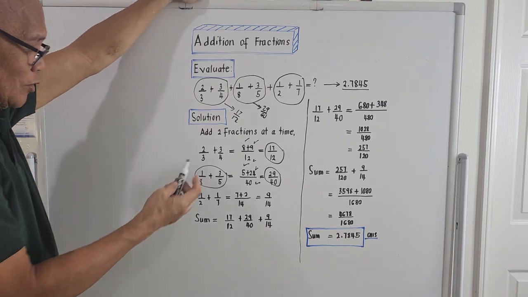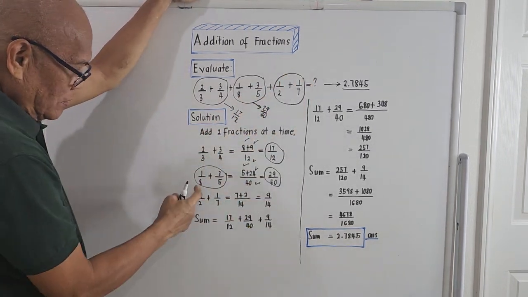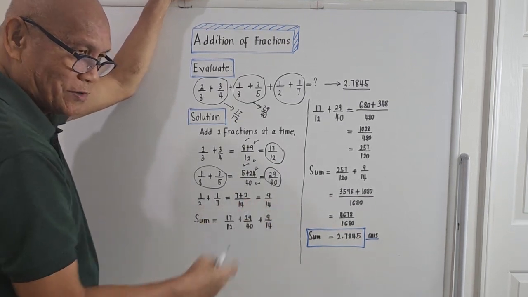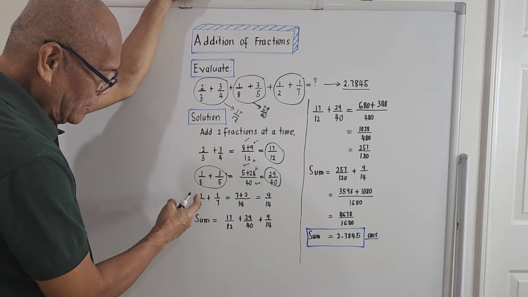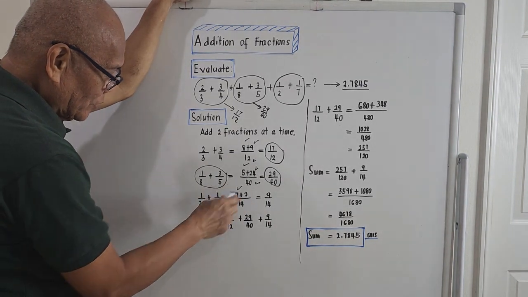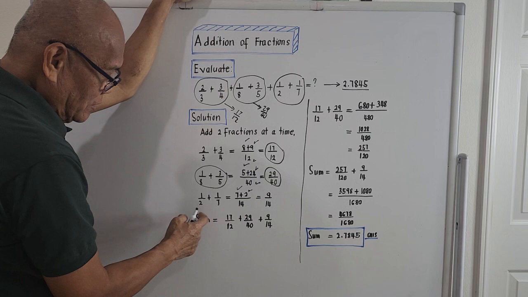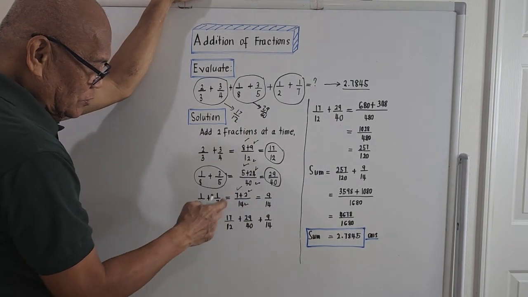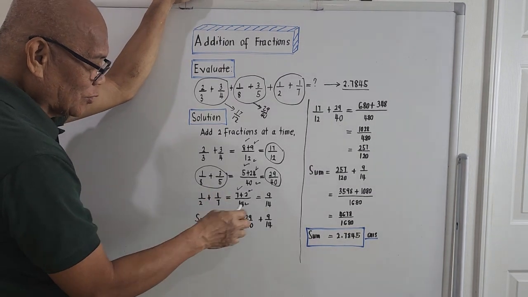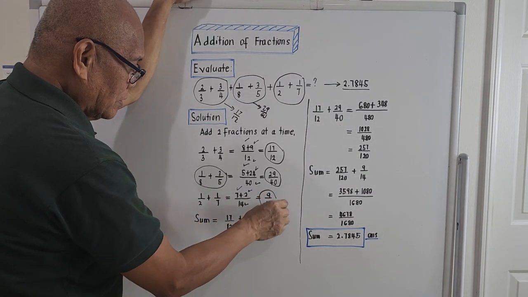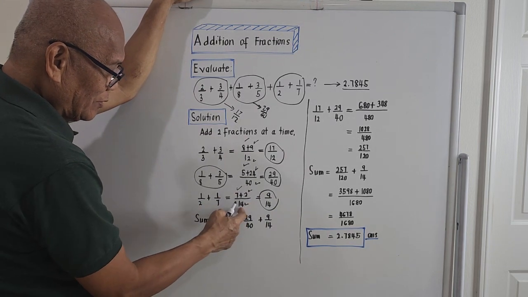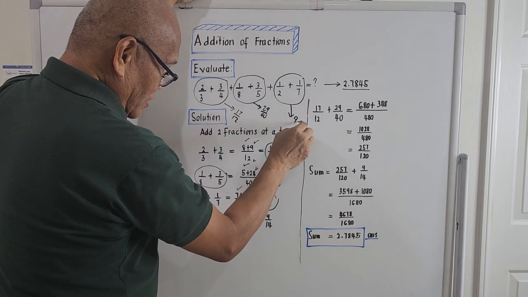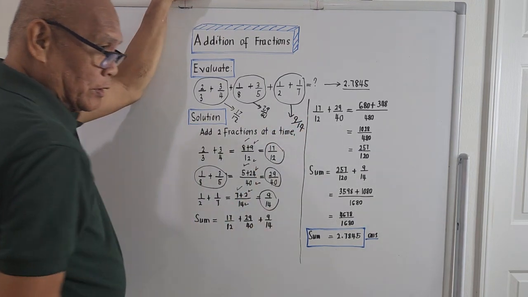The last one will be 1/2 plus 1/7, again by using the butterfly method. We are adding 2 fractions with different denominators. The numerator will be 1 times 7, which is 7, plus 2 times 1, which is 2. The resulting denominator will be the product of 2 times 7, which is 14. So the single equivalent of this one will be 9/14. 7 plus 2 is 9, and 2 times 7 is 14, so this is 9/14.